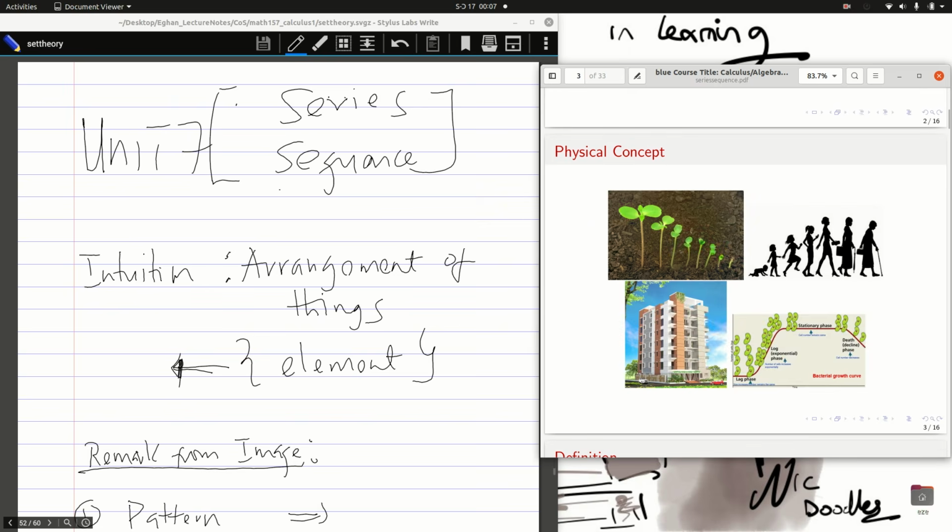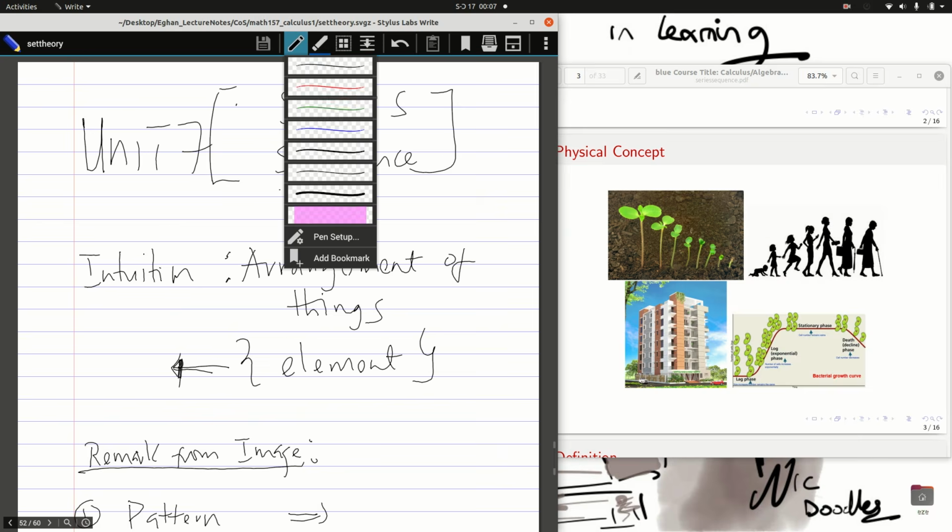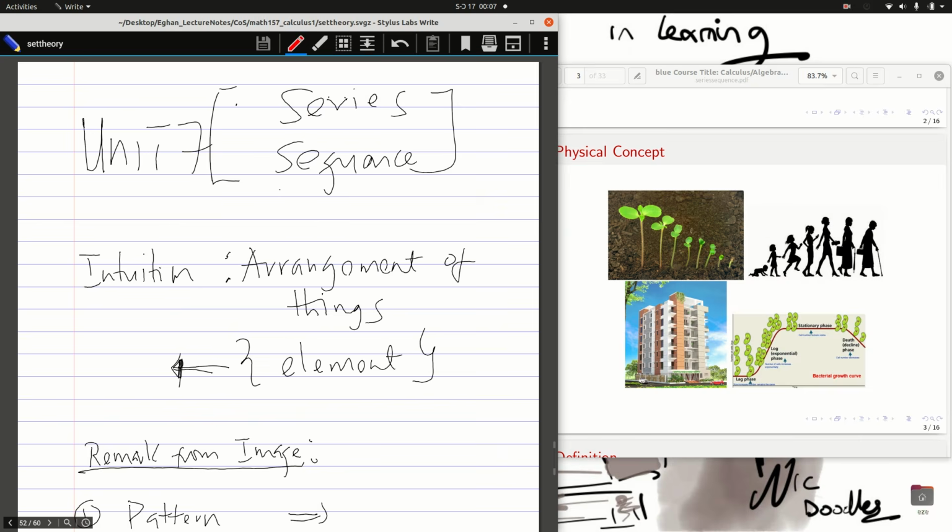But before we dive into that, I want us to have an intuition of what series and sequence is all about. If you look at the images I have on slide 3, you could tell a story. You could tell that there's an arrangement of things. Arrangement of things can be in a form, we can term them as objects or elements. And what comes to mind when you hear the word element? Sets. So we've already done set theory.